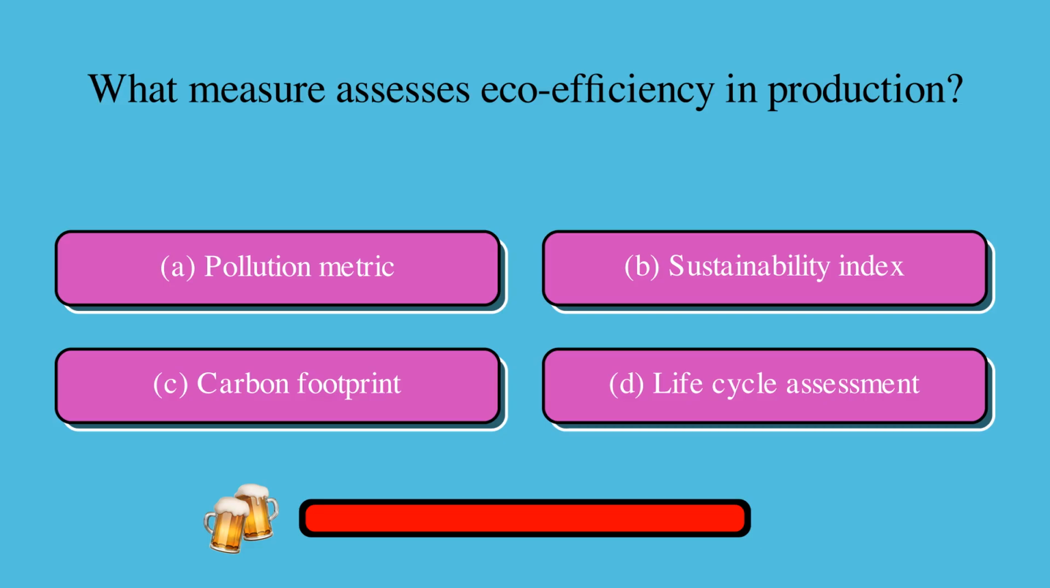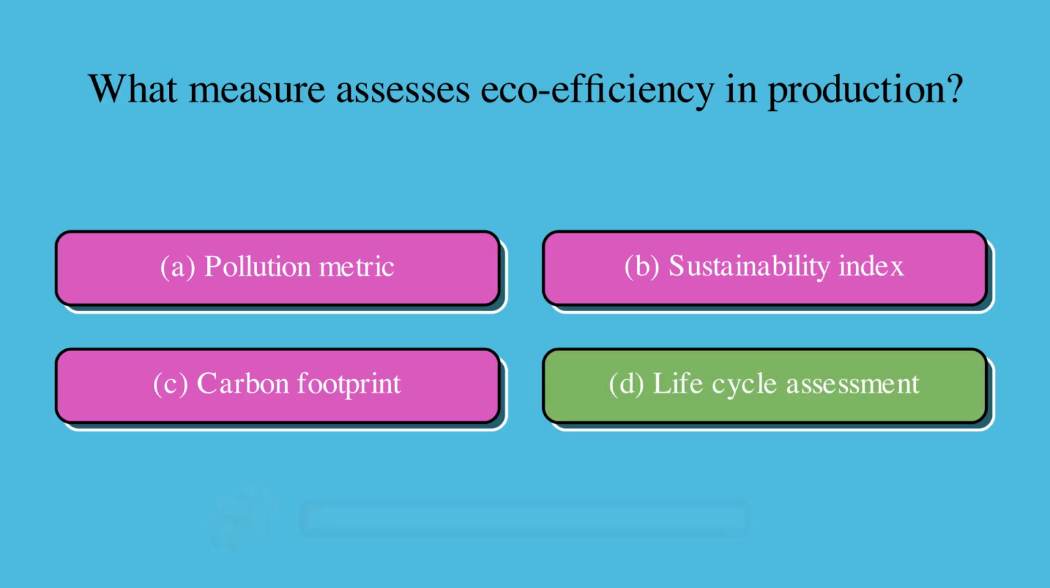What measure assesses eco-efficiency in production? Is it A, pollution metric, B, sustainability index, C, carbon footprint, or D, life cycle assessment? The correct answer is D, life cycle assessment.